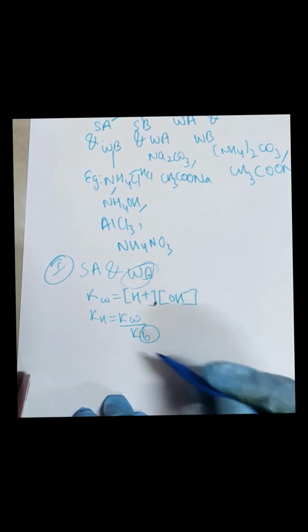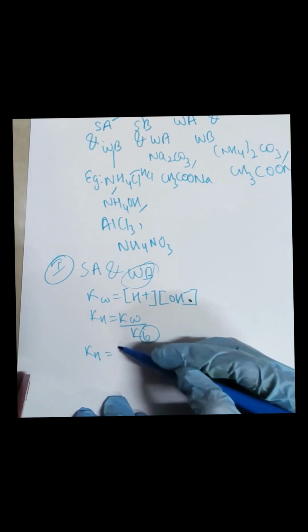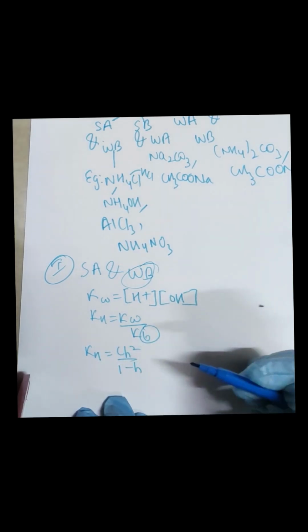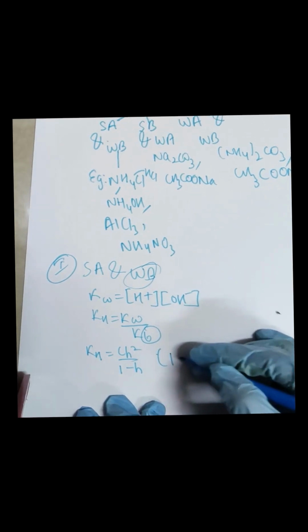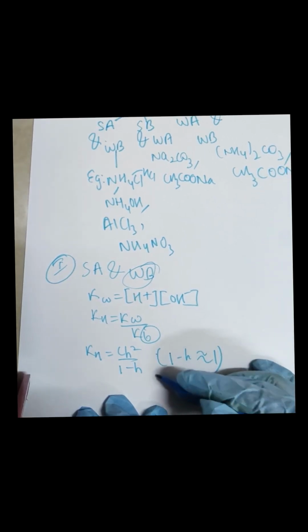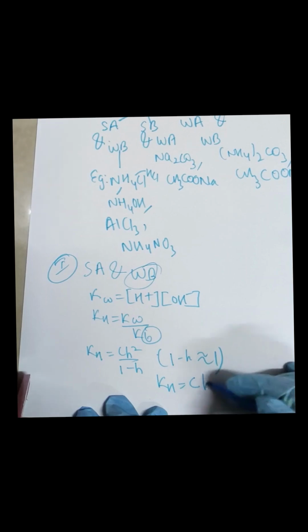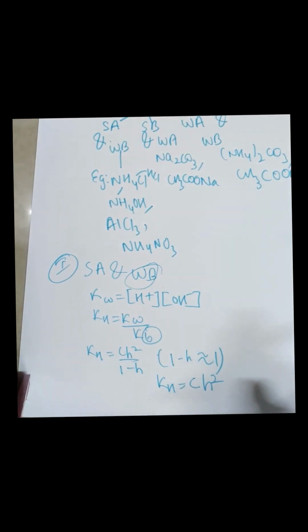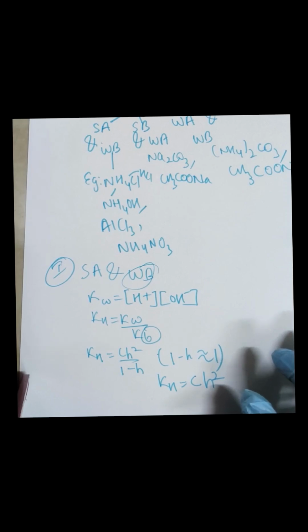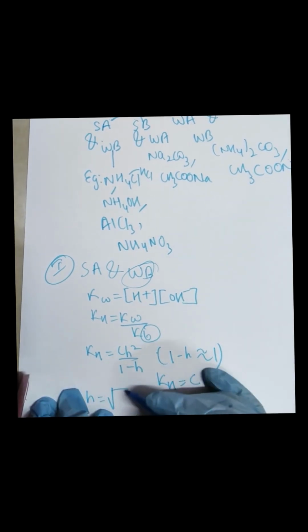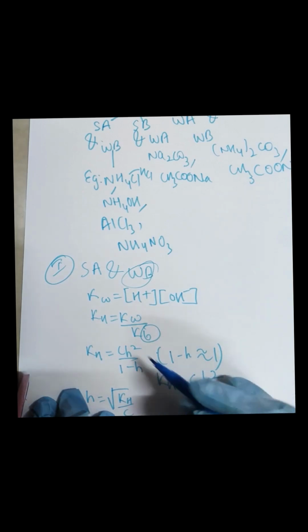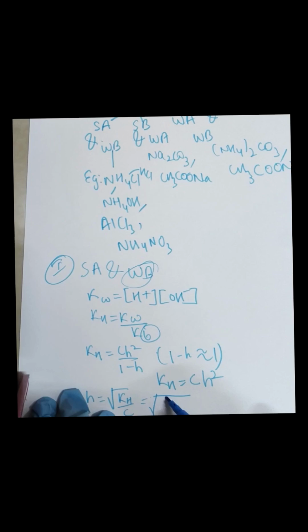Okay, next, Kh equals to Ch square by 1 minus h, or you can also say this as, for weak electrolytes like 1 minus h equals 1, you can write it as Kh equals to Ch square. So you can also write it as like this. So these formulas are very important while solving the questions. Next, we can look at the h. h equals to root Kh by C. What is Kh? Kw by Kb into C.